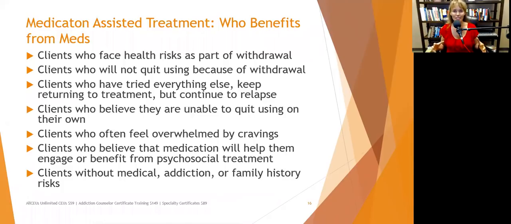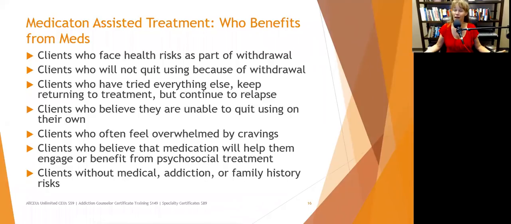Not everybody wants meds. Some people do, and medication can be beneficial for some clients. So who often benefits from medications? Clients who face health risks as part of withdrawal. So thinking about especially your alcohol and your benzos. This can be life-threatening, so medication can help. Clients who will not quit using because of withdrawal.